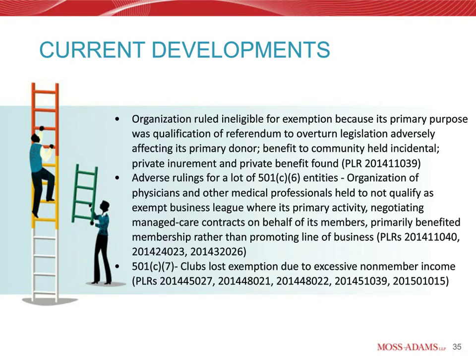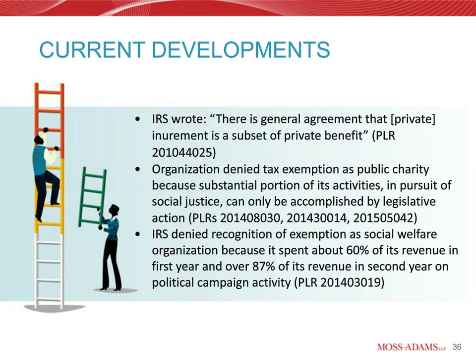And then 501(c)(7): there are numerous private letter rulings about that, where clubs lost exemption due to excessive non-member income. So just make sure that you're not diluting your member income too much. Another key item the IRS is really looking at is that there's general agreement that private inurement is a subset of private benefits, so you'll likely see both of them at the same time. So just keep that in mind.